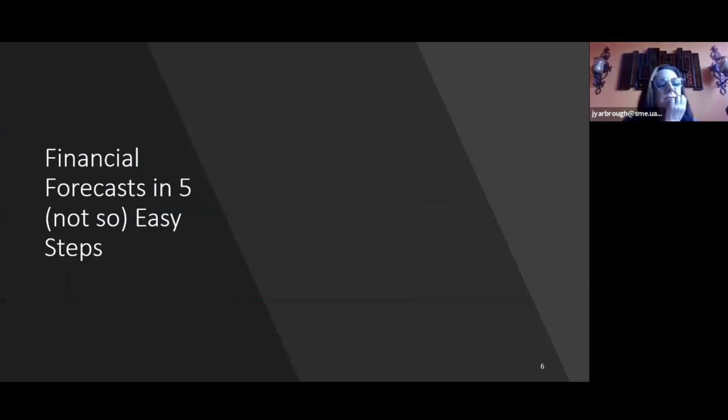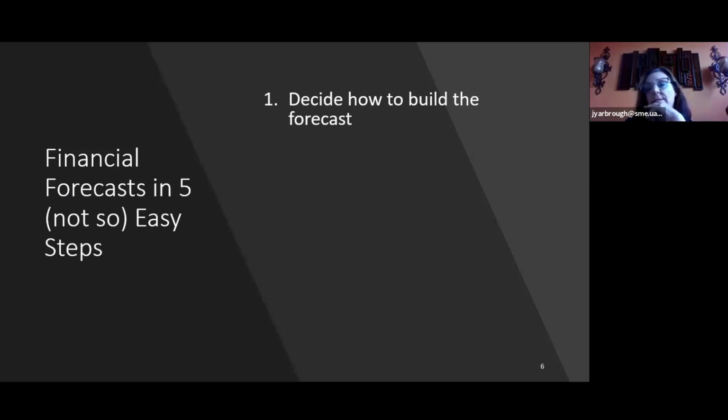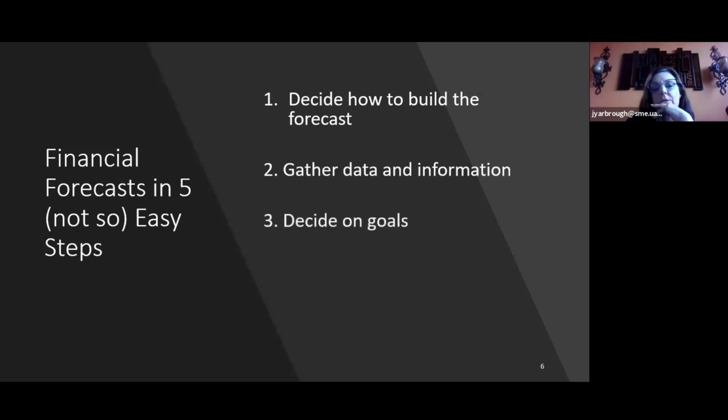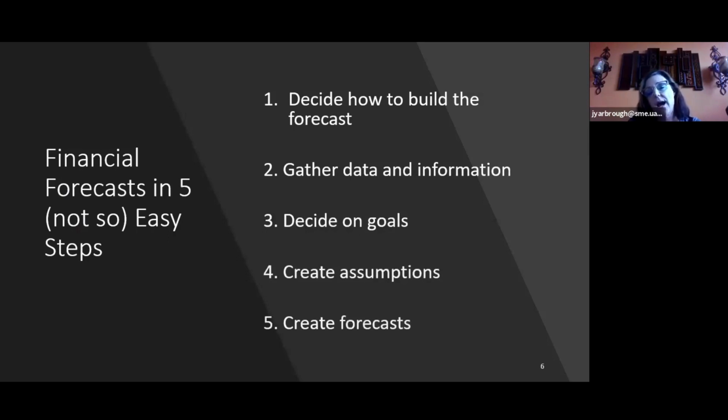So, 5 financial forecasts in 5 easy steps, which I thought was some bad accounting humor. So I said not so easy steps here. But first of all, you're going to decide how you want to build it. There are different approaches. And then you want to gather your data and whatever information you might need. You need to decide on your goals. You want to create your assumptions, and then you want to create the forecast.